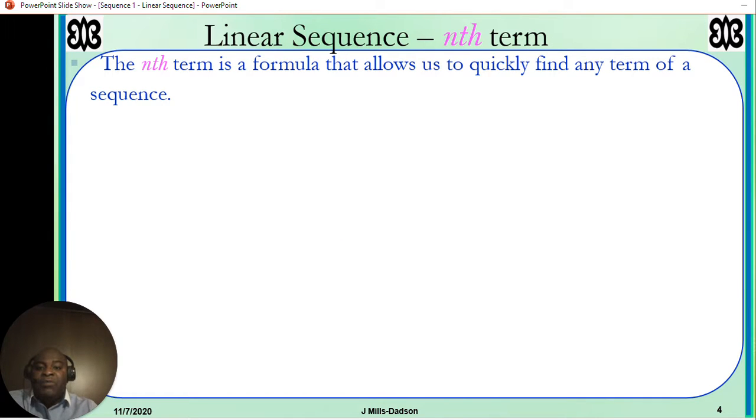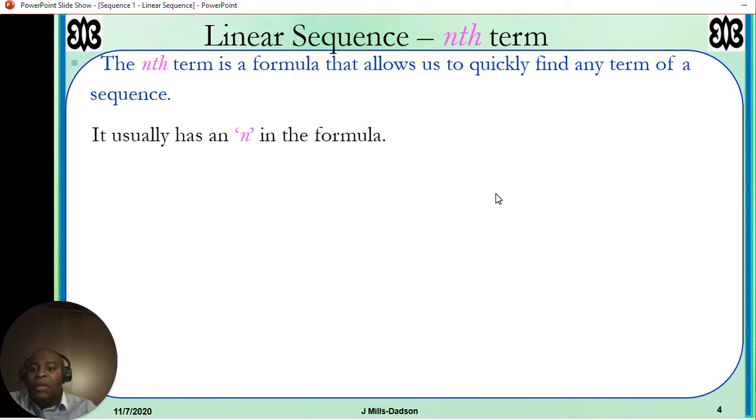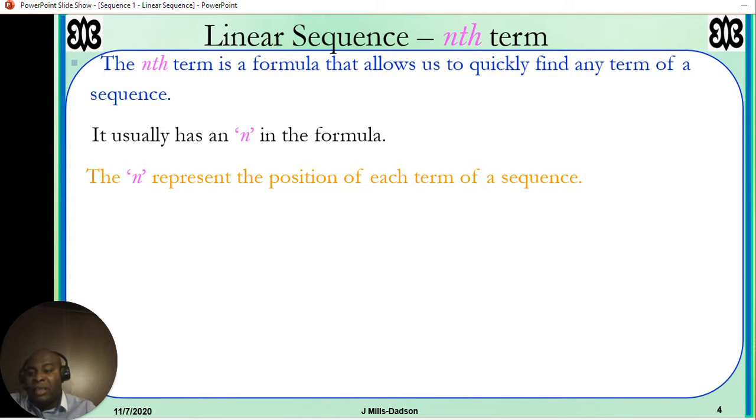Nth term is just a formula that will allow us to quickly work out any term in any given sequence. Generally, the formula will have a letter n in it, and the purpose of the letter n is to represent the position of each of the terms in the sequence. We'll explain more as we go along.